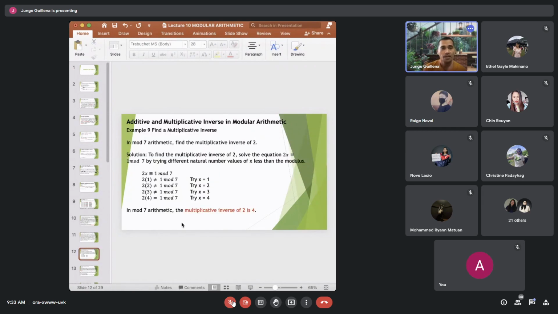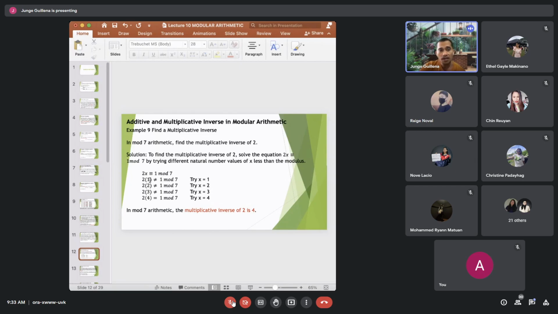Okay, example. Find the multiplicative inverse of 2 in modulo 7 arithmetic. So obviously, in modulo 7 arithmetic, you have to find a whole number x that is less than the modulus. So you could have 0 to 6, di ba? In this case, maybe we can start at 1. So understood naman na 0 divided by 7, of course, the remainder of that is 0, no? So you don't need to do that one anymore. So you'll start at x is equal to 1.